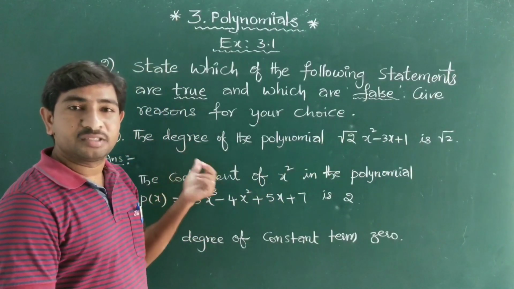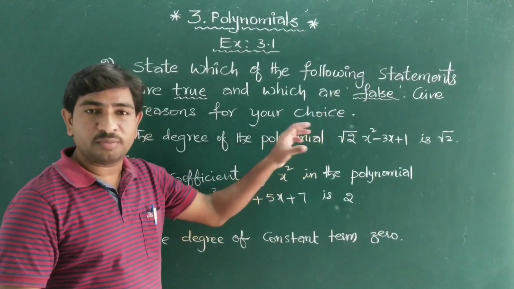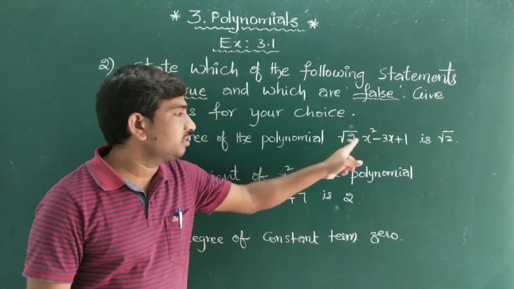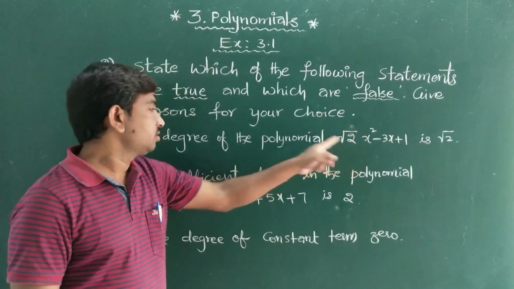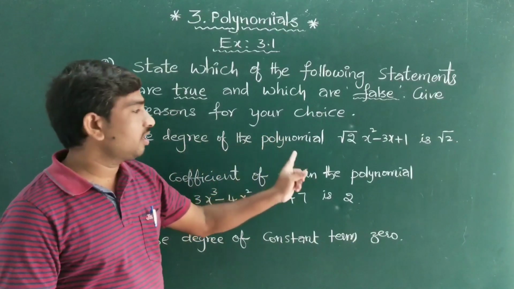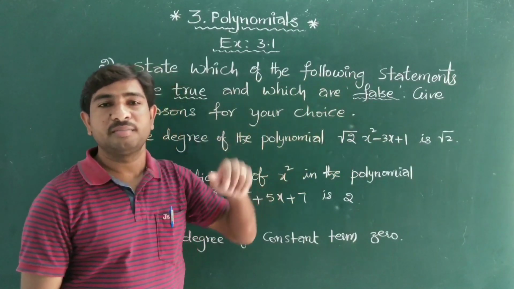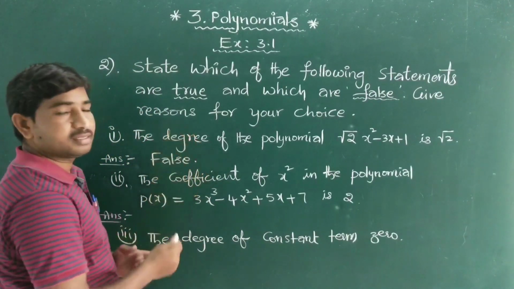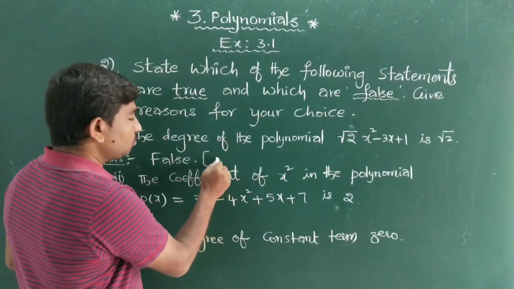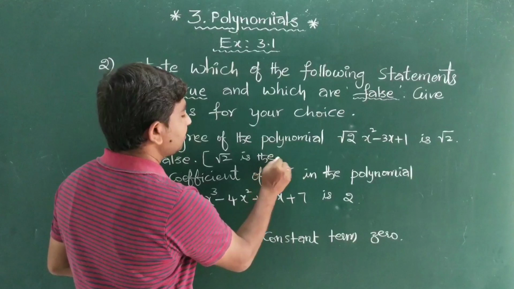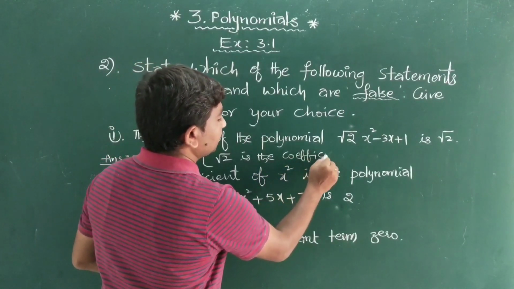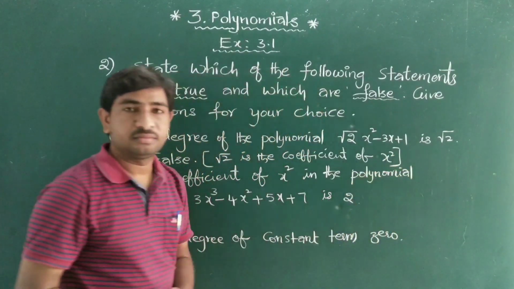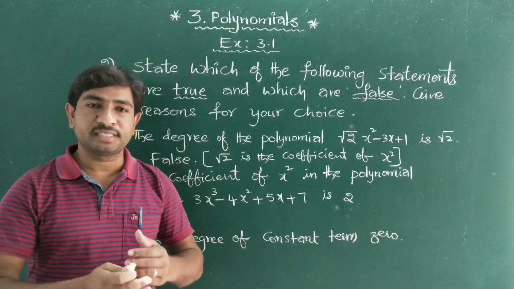What is asked? Degree. The highest power of the polynomial is known as the degree. So here the power is 2, and this is the degree. But root 2 is the coefficient of x square. According to the given statement, the degree of the polynomial is root 2. This is wrong, so the answer is false. What is the reason? Root 2 is the coefficient of x square.